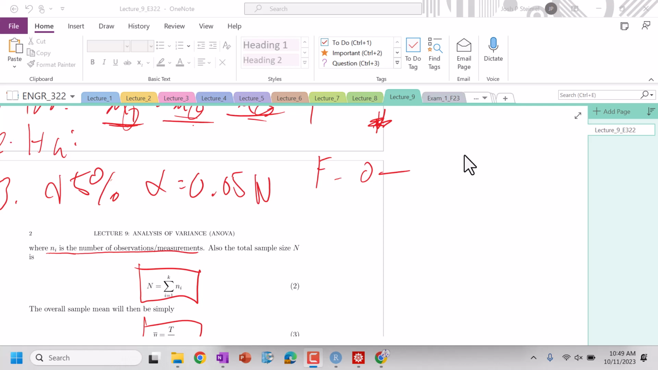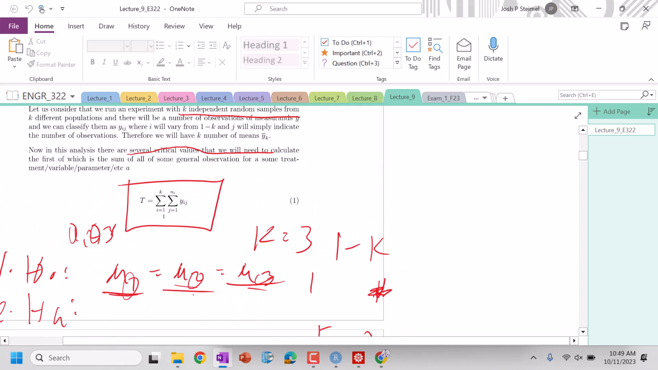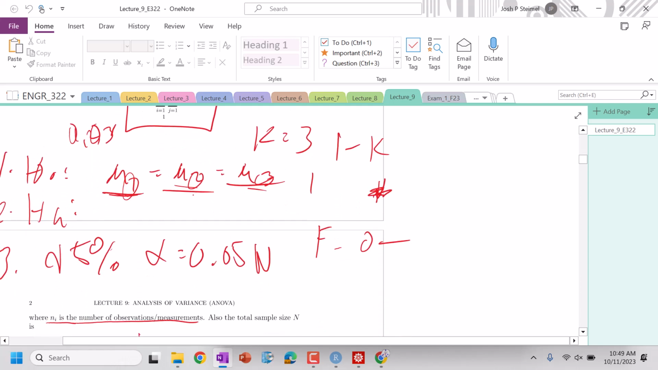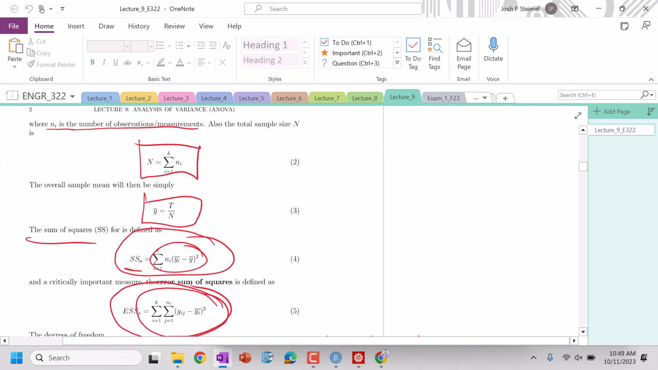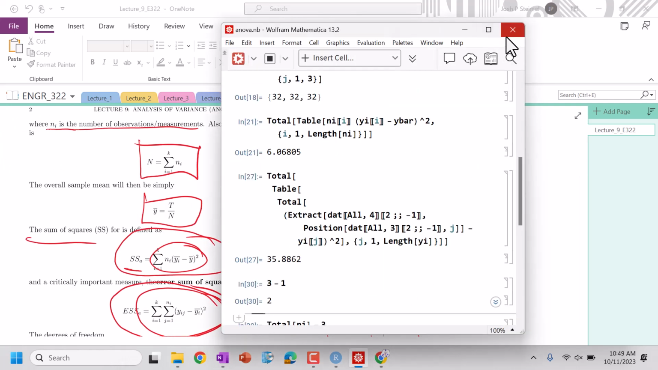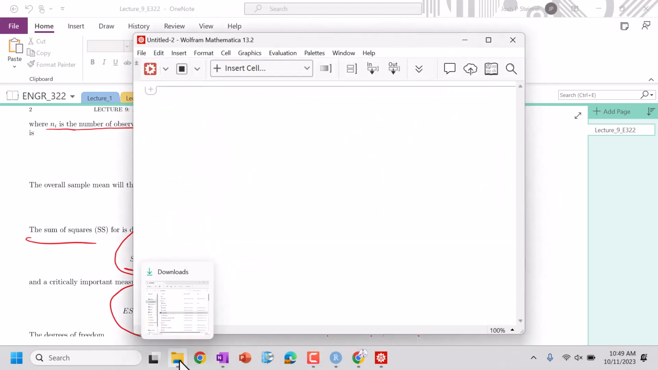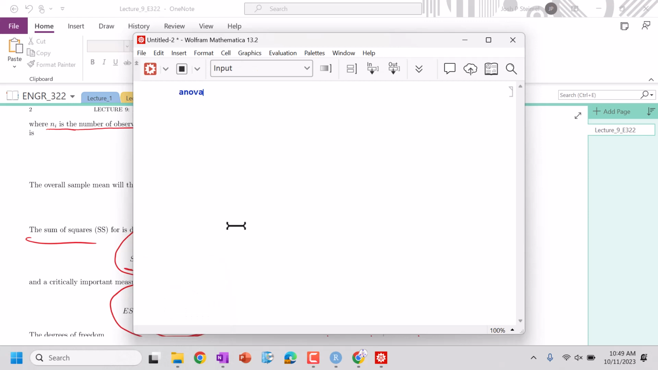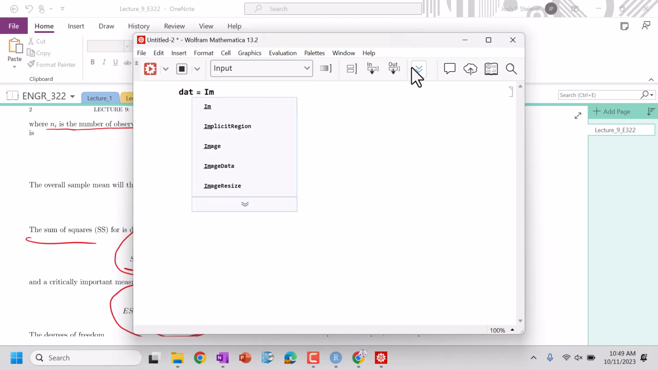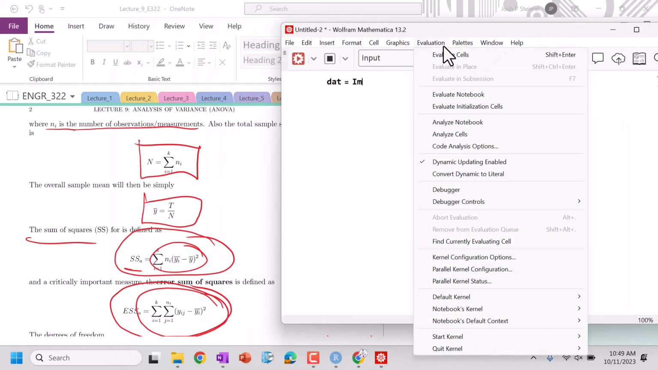Hi everyone, we are back and I want to go through a couple of these definitions for our ANOVA test, just to make sure that we know how to calculate them by hand in case we absolutely have to. So what we're going to do today is open up a new Mathematica notebook and take in my ANOVA data, and I'm going to call it just DAT. So DAT is going to be, and I'm going to clear everything here.